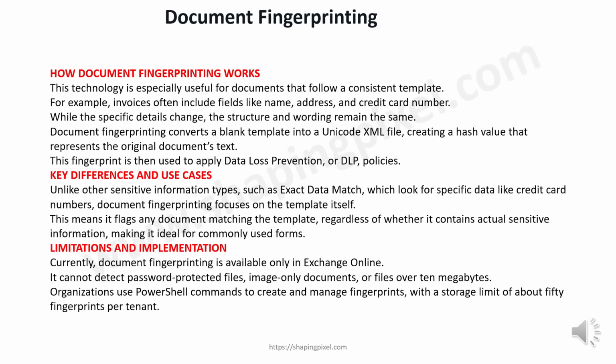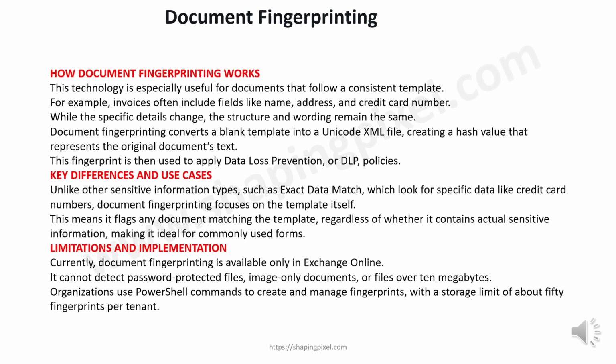Document fingerprinting is a powerful feature that helps organizations protect sensitive information by identifying unique word patterns in documents. Just as every person has a unique fingerprint, each document template, like an invoice, has its own distinct pattern of words. This technology is especially useful for documents that follow a consistent template. For example, invoices often include fields like name, address, and credit card number. While the specific details change, the structure and wording remain the same.